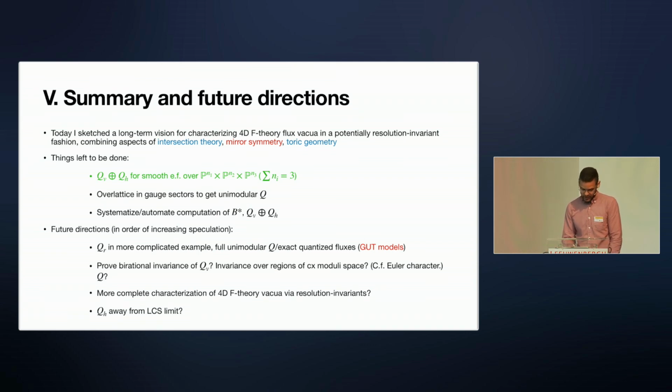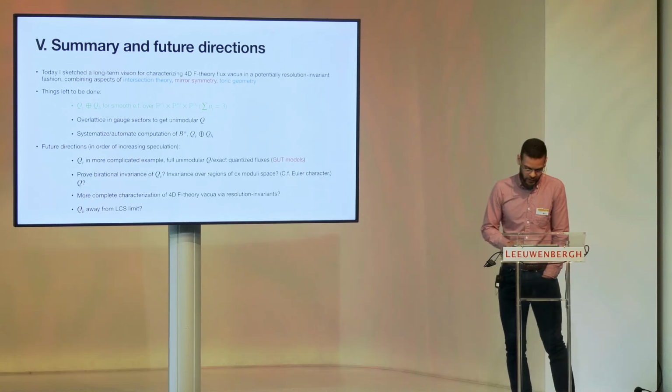And as far as future directions, I'll just list a few of them here in order of increasing speculation. So you might ask about the remainder part of the pairing, the full unimodular Q, for more complicated examples, and this has the possibility to give a method for computing exact quantized fluxes, which is useful for understanding the number of generations in GUT models. One might also, from a more mathematical perspective, like to try and prove birational invariance of the pairing of the vertical middle cohomology, and maybe even extend this to invariance over some regions of complex structure moduli space. So this is potentially, in some sense, analogous to the Euler character.